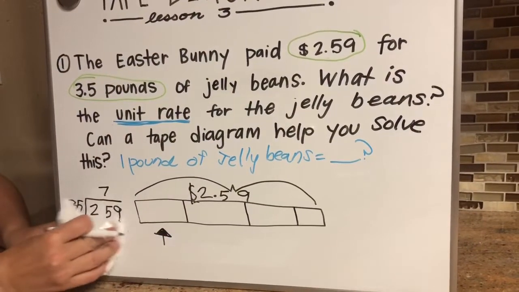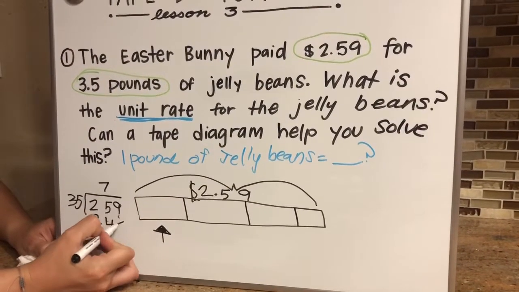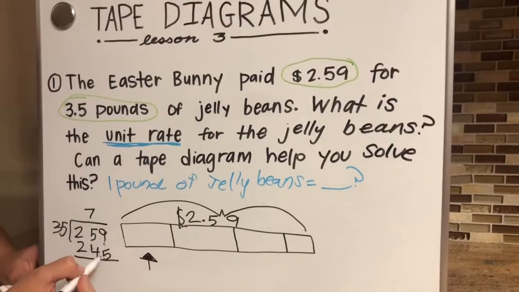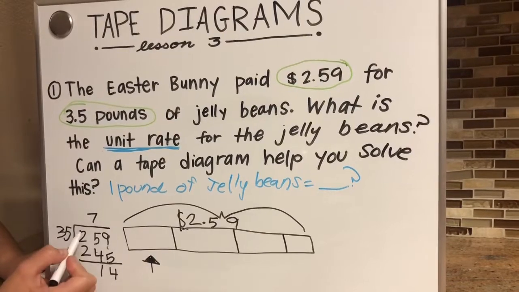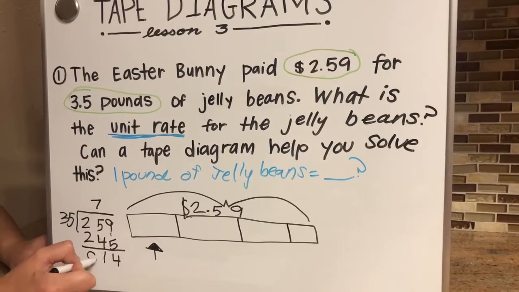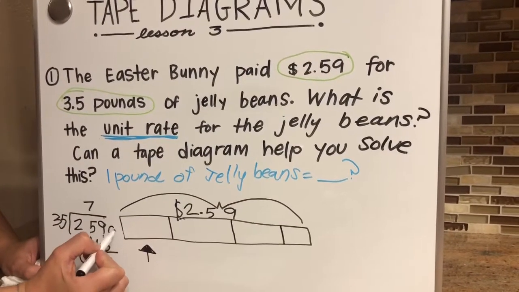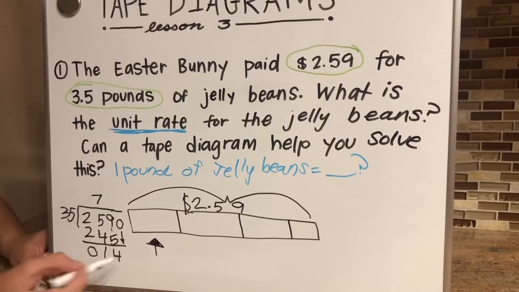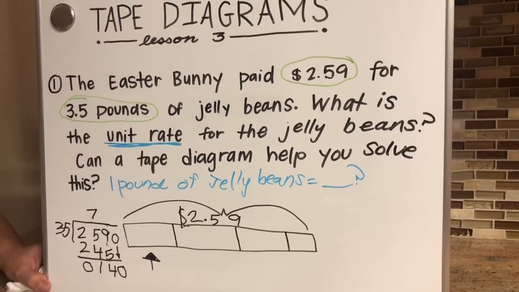And we need to subtract 245. Okay, let's see what we end up with. 9 minus 5 is 4. 5 minus 4 is 1. 2 minus 2 is 0. Remember, when we need to add numbers, we can go ahead and just annex. So we're going to add a 0, bring that down, because 35 can't go into 14, but it can go into 140.